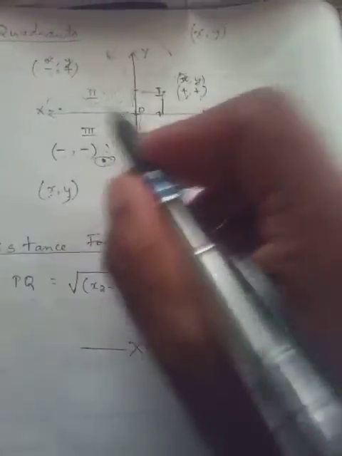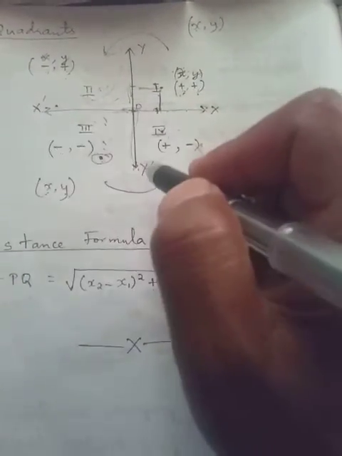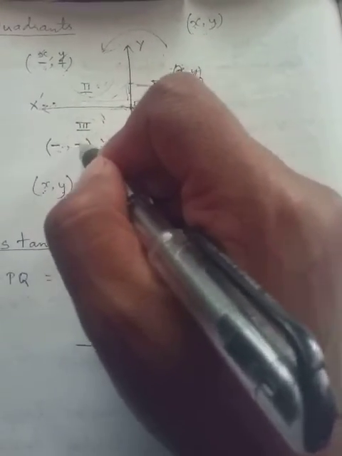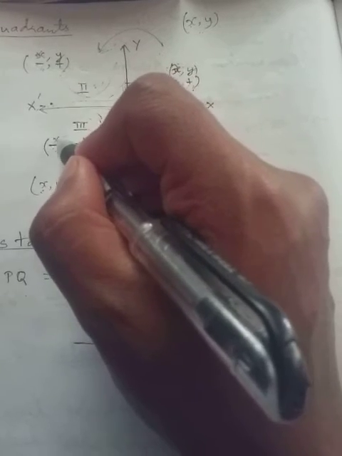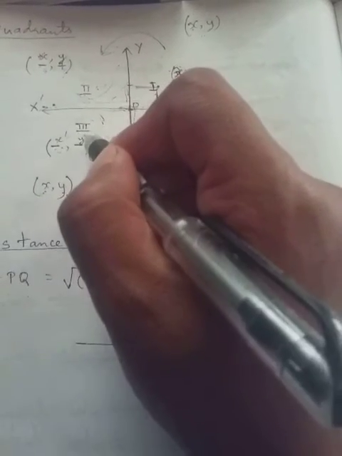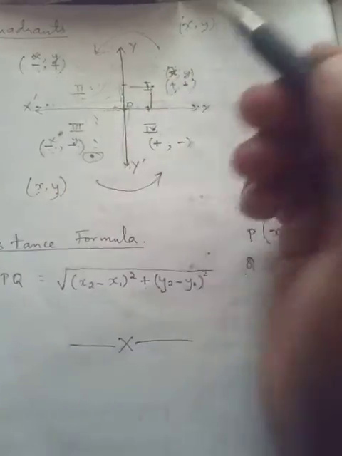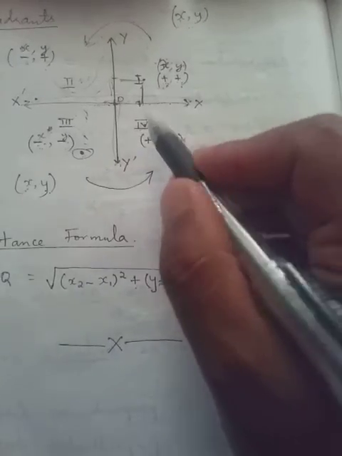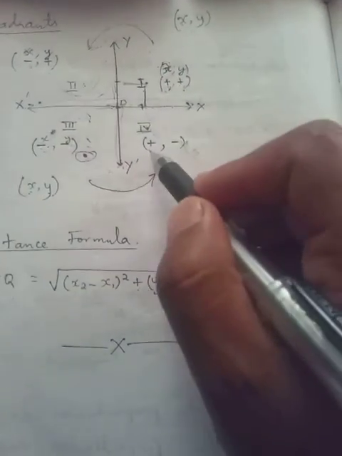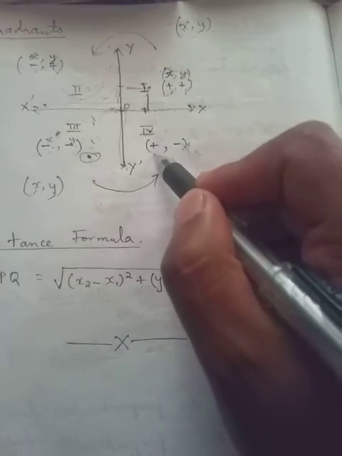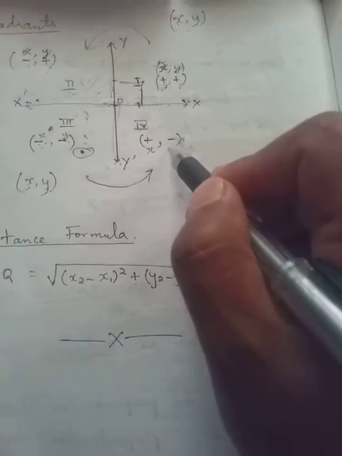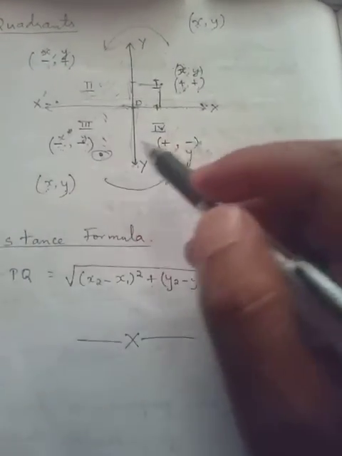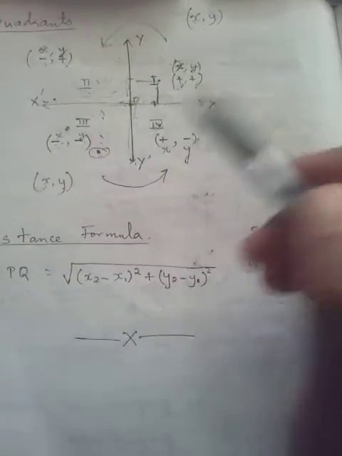Now in the third quadrant, we get x dash and y dash, so it is made up of minus and minus. Your x will be minus and y will also be a negative sign. Then in the fourth quadrant, any point that falls there is made up of x-axis plus and y-axis negative value. So this is how we get the first, second, third, and fourth quadrants.